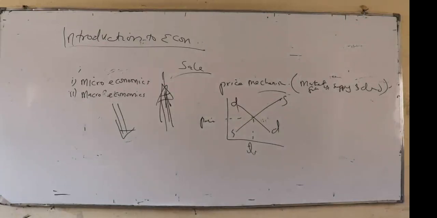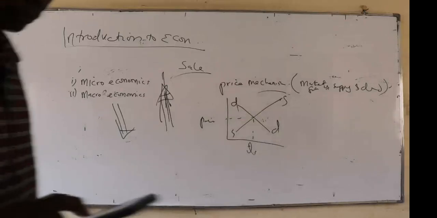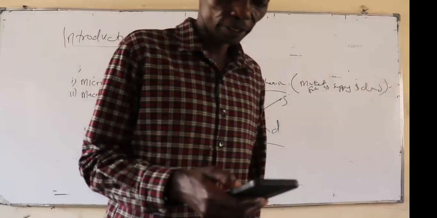So those are basically the advantages of a free market economic system. Now, if you ask about the advantages, now you have them. Now we go to the disadvantages of free market economy.